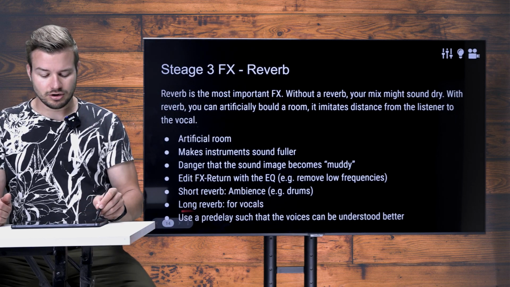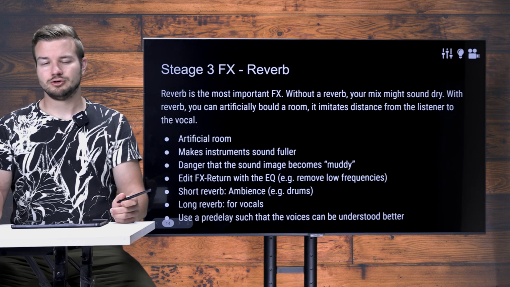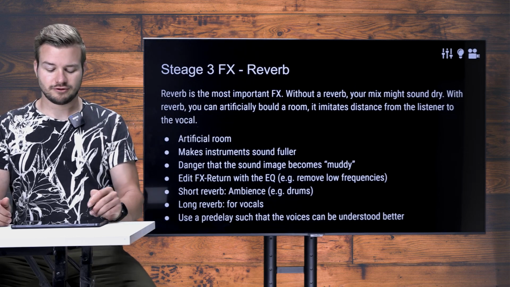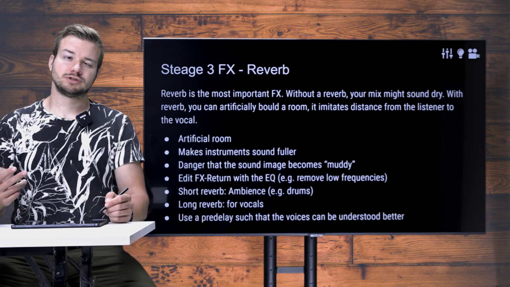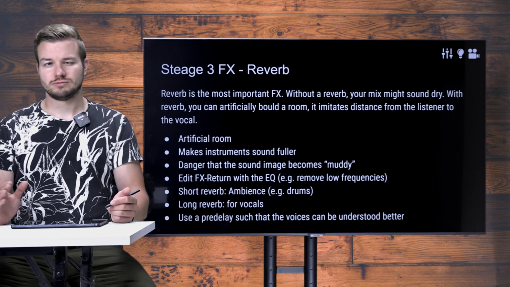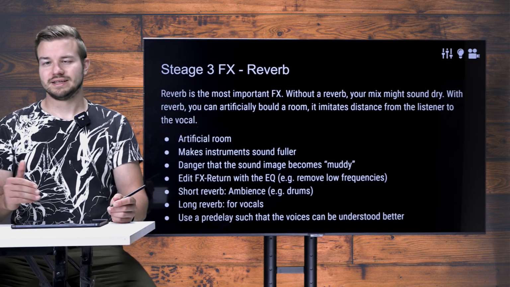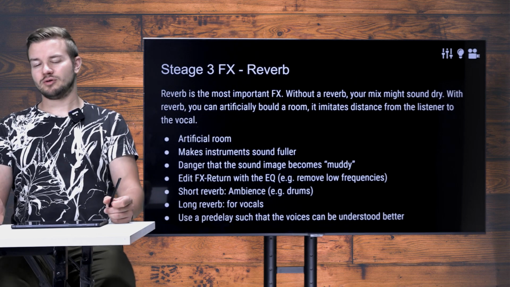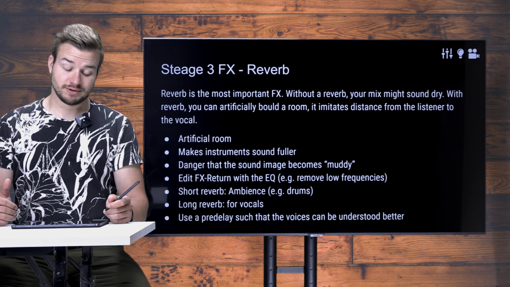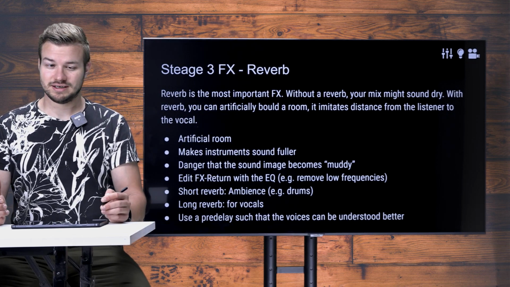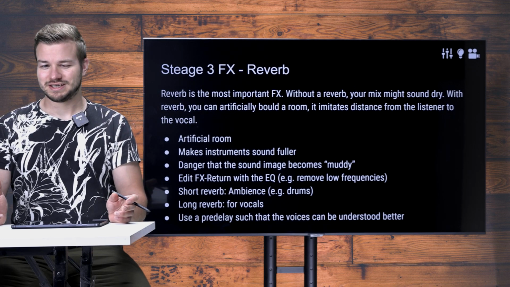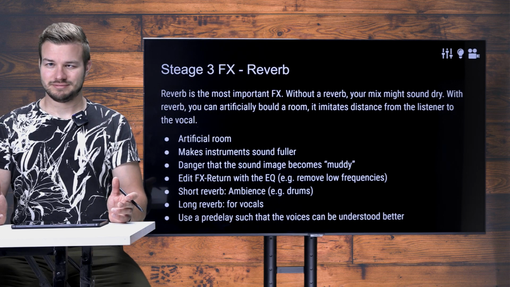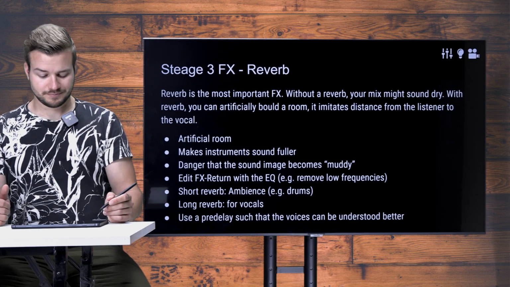I create long reverbs, and with long I mean like 2.5 seconds, probably 3 seconds, for vocals. I normally also use 2 different reverbs for vocals, a shorter one and a longer one. I normally put the longer reverb on the lead vocal and the shorter on the backing vocals. But that's a lot of taste here. So maybe your taste or the taste of the band is different, so you might want to do it differently.